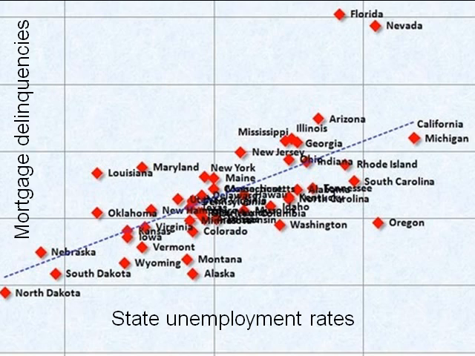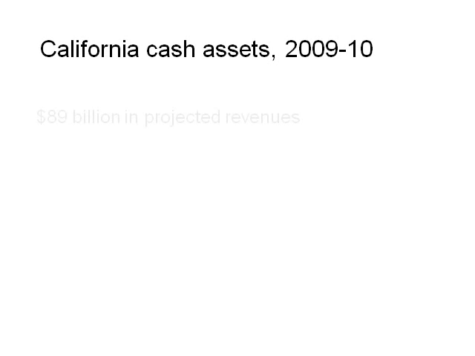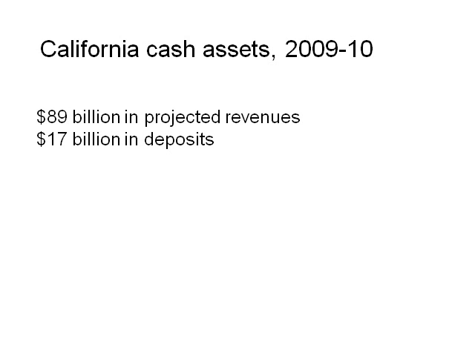In a comparison of state unemployment rates versus mortgage delinquencies, including foreclosures, for the first quarter of 2010, North Dakota is clearly in the best shape of any state in the Union. Consider California, which is now teetering on insolvency. It has projected revenues for 2009 and 10 of $89 billion, $17 billion in deposits, mostly in Wall Street banks, and funds stashed in an investment pool managed by the Treasurer of $70 billion.